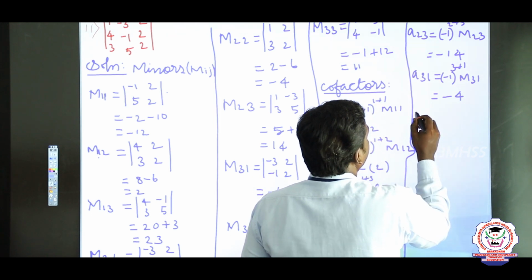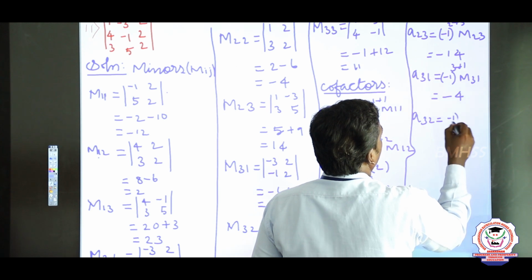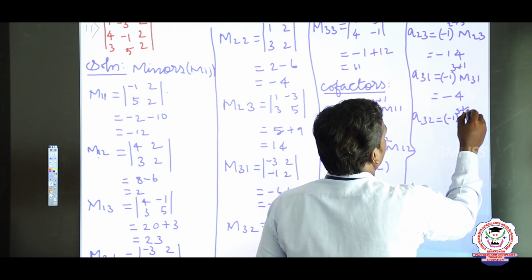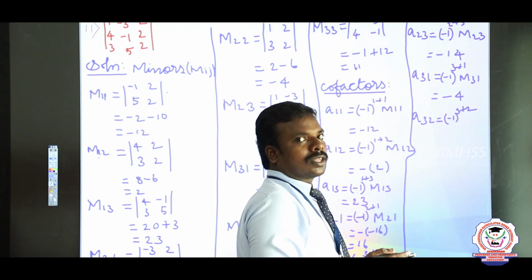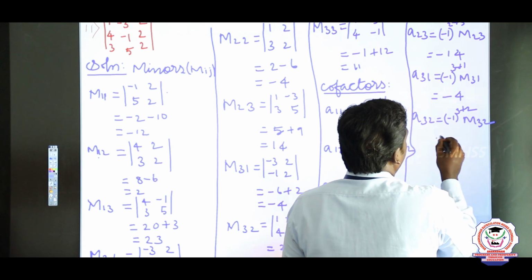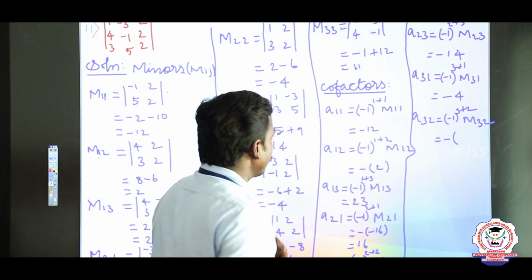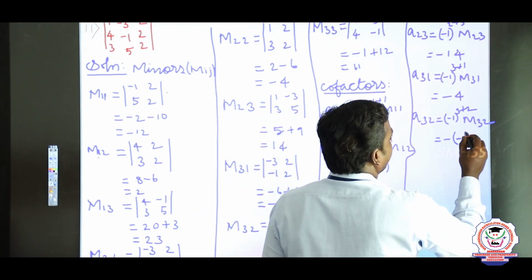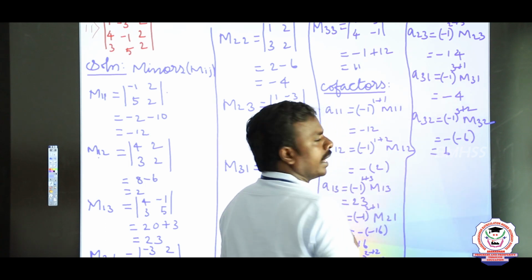Next, A32. Listen, minus 1 whole power 3 plus 2. 3 plus 2 is what? That is 5. If you get an odd number, you will get another minus. So into M32. So minus into M32 value. What is it? M32 value is minus 6. So minus into minus is plus 6. Plus 6 is the answer of A32.